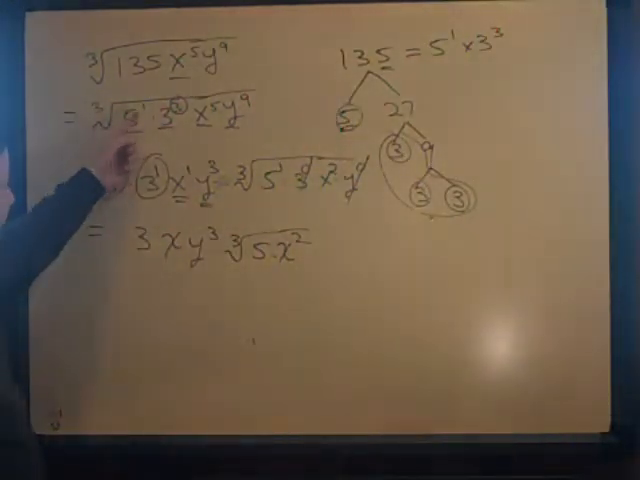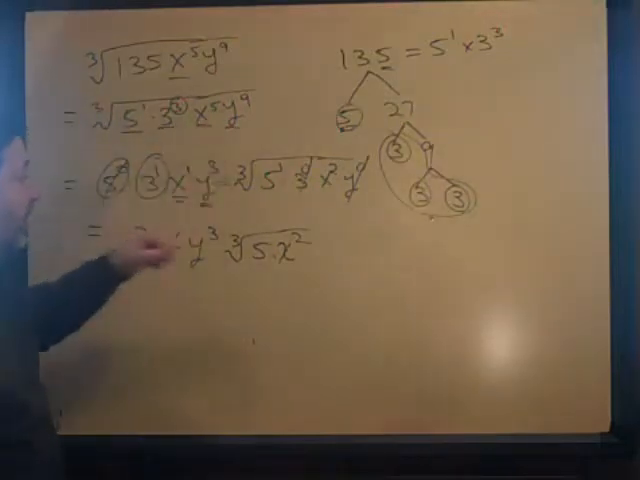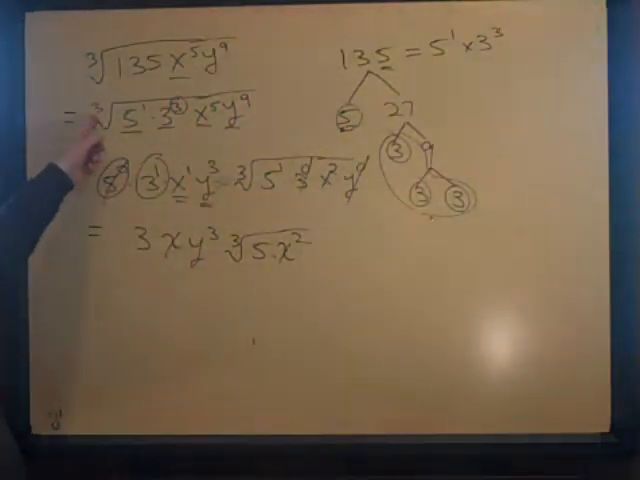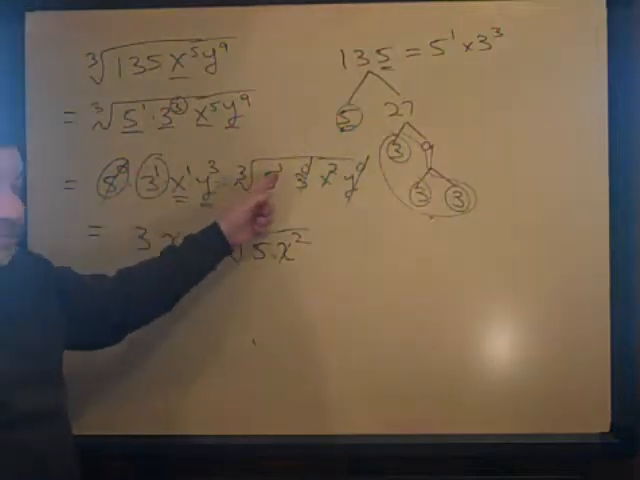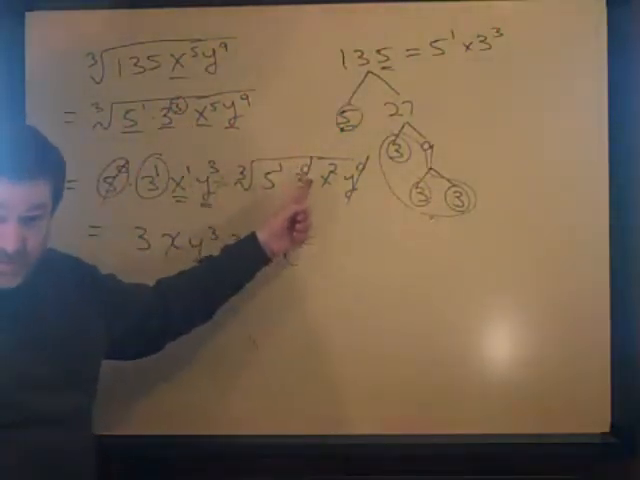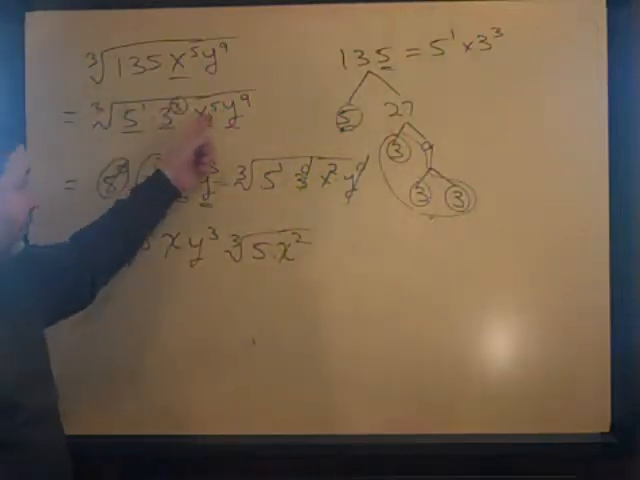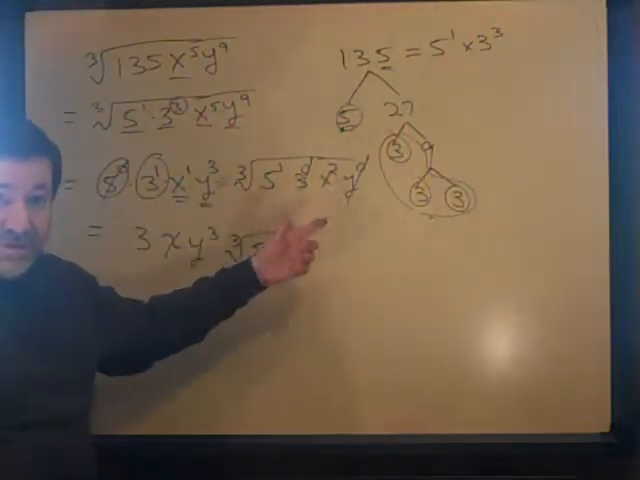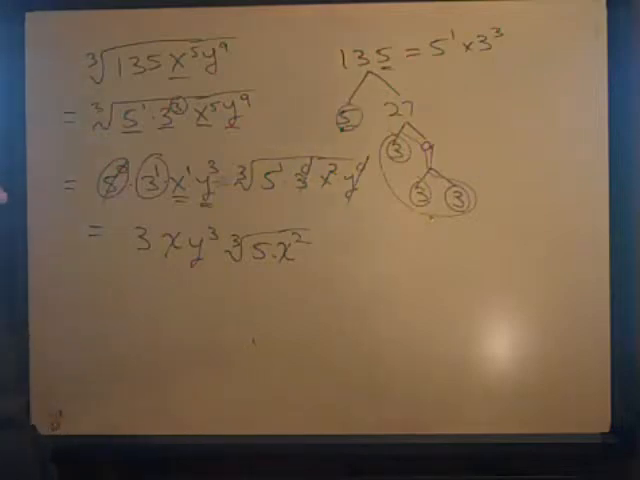Step 2 is to do the long division and then write down your answers. 3 goes into 1, 0 times, remainder 1. 3 goes into 3, 1 time, remainder 0. 3 into 5, 1 time, remainder 2. Do the same with the 9.